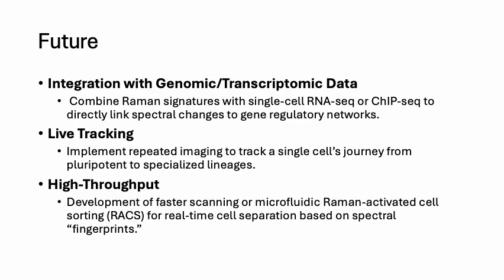So now finally, moving forward, others in the field can see enormous promise in combining Raman with high throughput systems and advanced molecular analysis. Microfluidic Raman activated cell sorting, also known as RACS, could one day classify and separate live cells based on their spectral signatures in real time. Pairing single cell RNA sequencing or ChIP sequencing with Raman data would help pinpoint the precise molecular drivers behind each principal component, linking spectral changes to gene expression or epigenetic states.